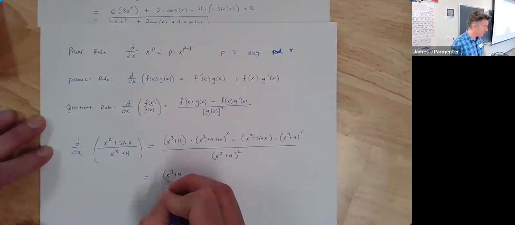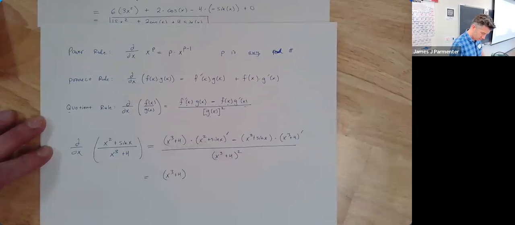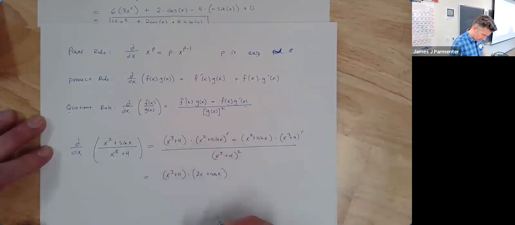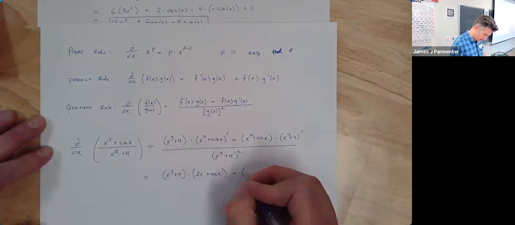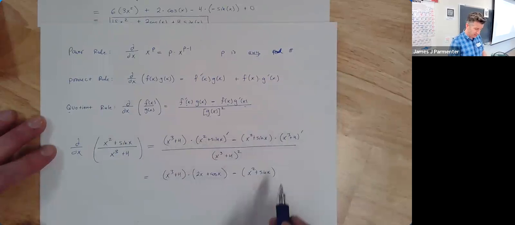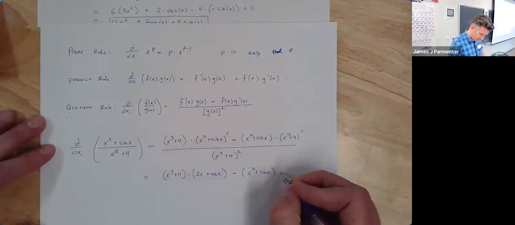We do need these parentheses. They're absolutely vital. Times the derivative of x squared plus sine of x, which is 2x plus cosine of x, minus x squared plus sine of x, also in parentheses. And then the derivative of x cubed plus 4x is 3x squared.